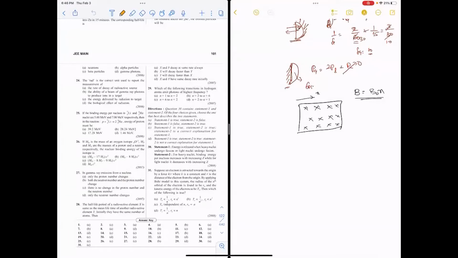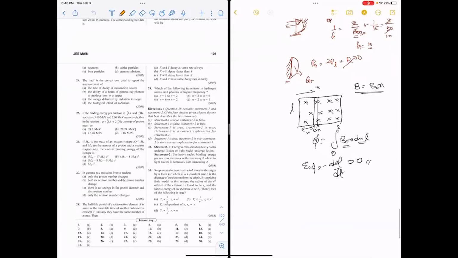No. So if I say flux, what do you do? Integral B naught x dx into L. If this length is L, at a distance x I will take dx. What is the area of this strip? dx into L. Field is B naught x. Integrate from 0 to L. This is the flux. But for EMF, you have to do minus d phi by dt. I'll get 0, no? Though B is non-uniform, this non-uniformity is with respect to x, not with respect to time.